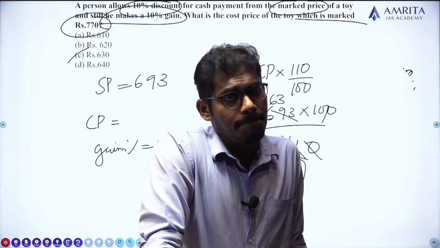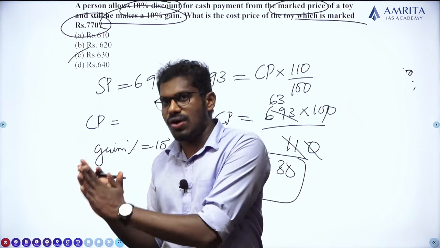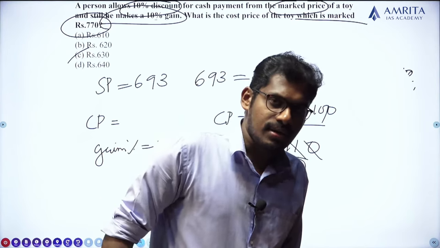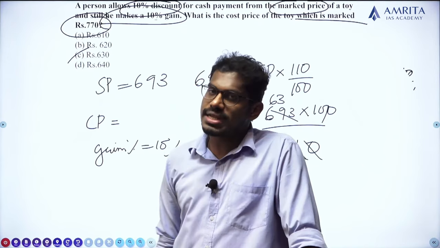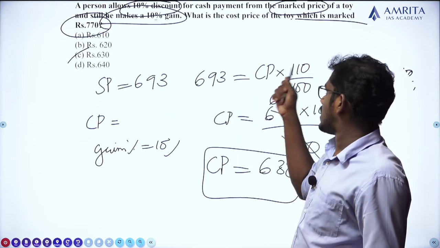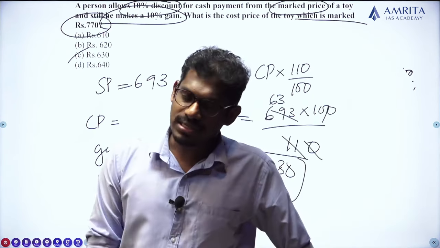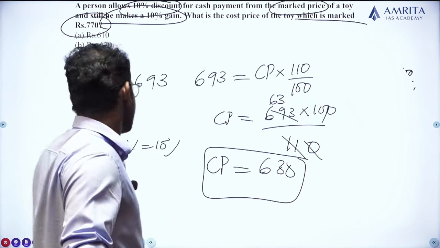Simple idea. Taking the selling price as cost price into 100 plus profit divided by 100. Here the profit is 10%, so 100 plus profit is 110. From that we have obtained what actually the cost price is. The cost price is 630 for this particular question. Simple idea. Okay. Moving to next question.